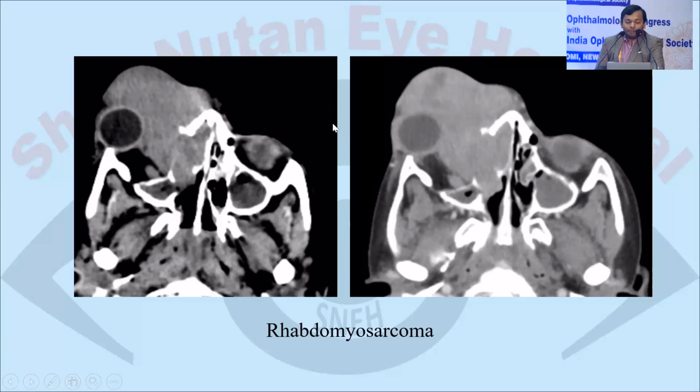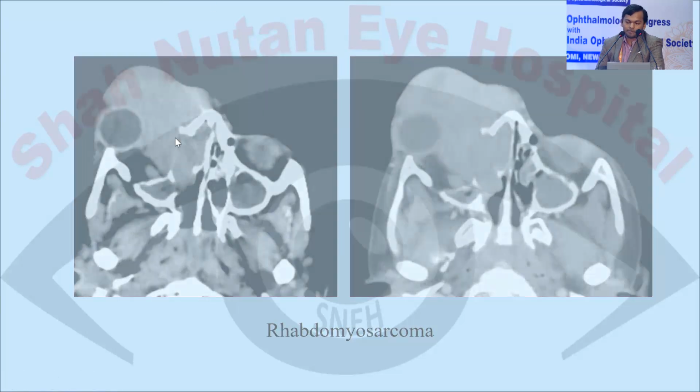And the other variants are the orbital soft tissue tumors, which is the rhabdomyosarcoma, and here post-contrast we can see some areas of non-enhancement which suggest necrosis inside the rhabdomyosarcoma, and the non-contrast scan shows a variegated appearance.